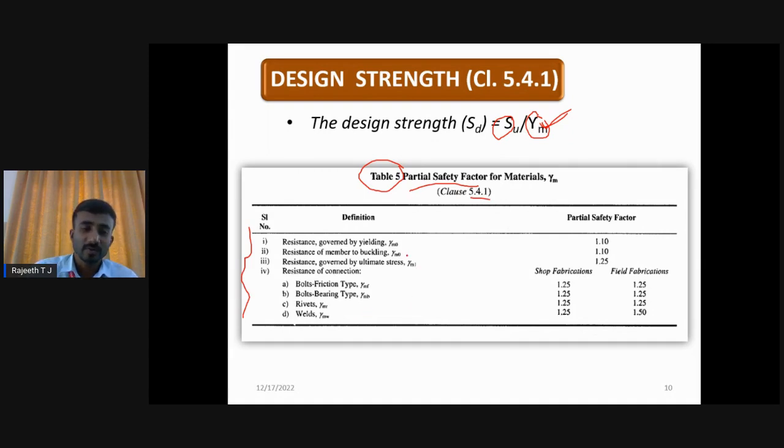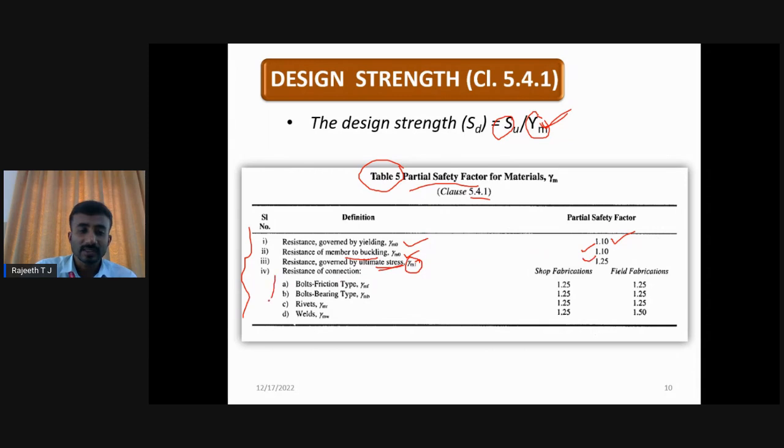So if you observe, the first one is when the material is governed by yielding. When the metal fails by yielding of all fibers, then we should take the value as 1.10. If the member fails due to buckling, then we should take gamma m0 as 1.10. If the member is governed by ultimate stress, then we should take gamma m1 as 1.25.